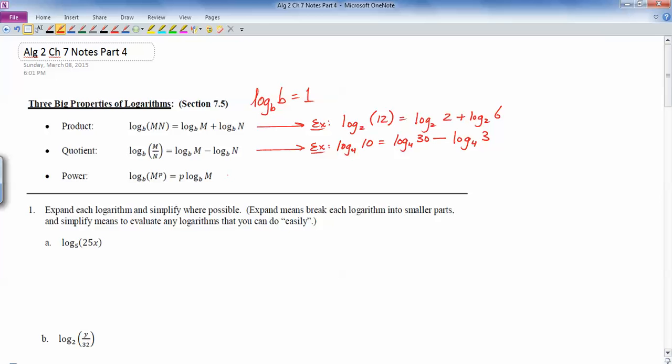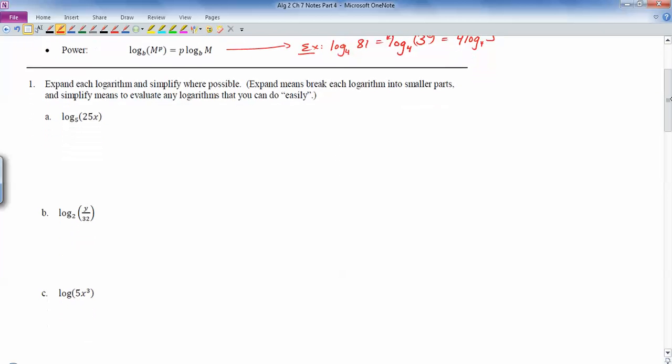Okay? This one right here, an example would be, like if I had log base 4 of 27. Well, actually, let me choose a different number. Let's say 81. Well, that's the same thing as log base 4 of 3 to the 4th. And since I have something to a power, I can just bring that power right down in front. So that becomes 4 log base 4 of 3. Okay?